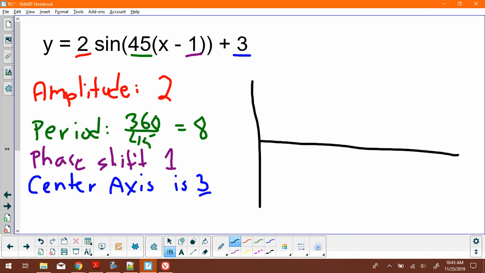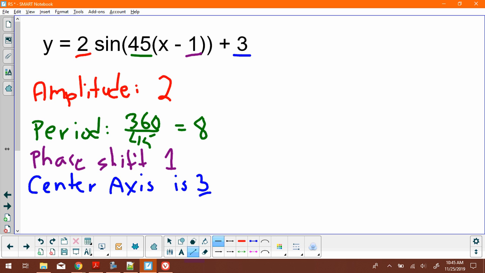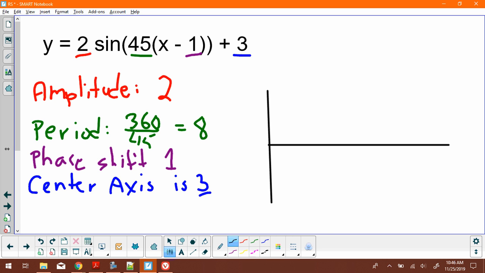Ooh, let's straighten those up. Okay, so the first thing I'd like to start with is our center axis. Center axis is 3. So that means at 3, I'm going to just mark that out. That's where the middle of this function is going to be. The phase shift is 1. So that means I'm going to be starting at 1. It's sine, so I'm going to start on the center axis.